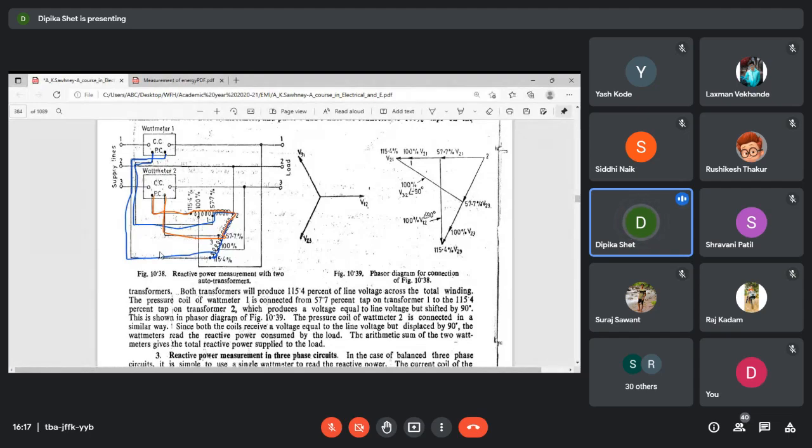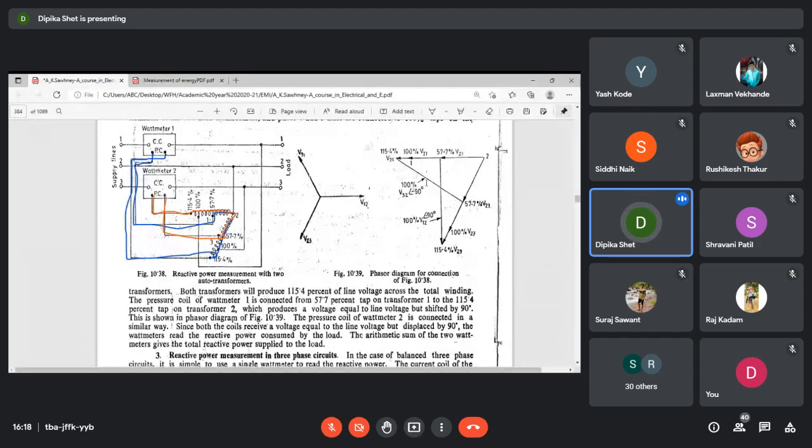but in this case the only difference is that the phase will be shifted by 90 degrees, and that will be shown on this phasor diagram. Okay, see here, this is the phasor diagram. If you trace from this 57.7 to 115.4 point, and again it comes back here. Similarly from this 57.7 to 115.4, in this way, this triangle and this triangle.